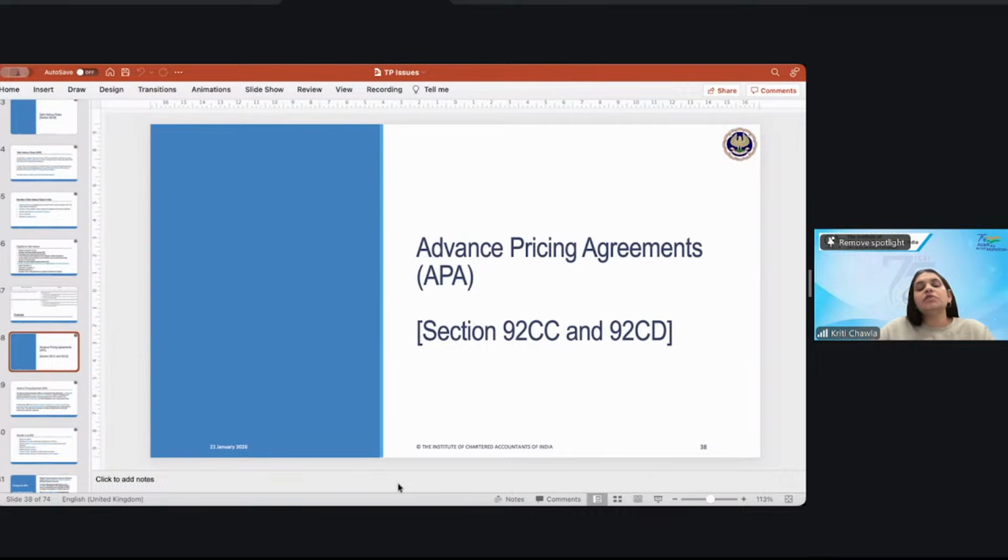Okay, so the concept of advanced pricing agreement comes from Section 92CC and Section 92CD. What is advanced pricing agreement? First, on this slide, I'd like to explain the concept to you, tell you what the concept really looks like, and then we'll read through the slide, because that process will make it better. So if you look at the concept of advanced pricing agreement, it is more like the taxpayer and the tax authorities sitting together and negotiating.